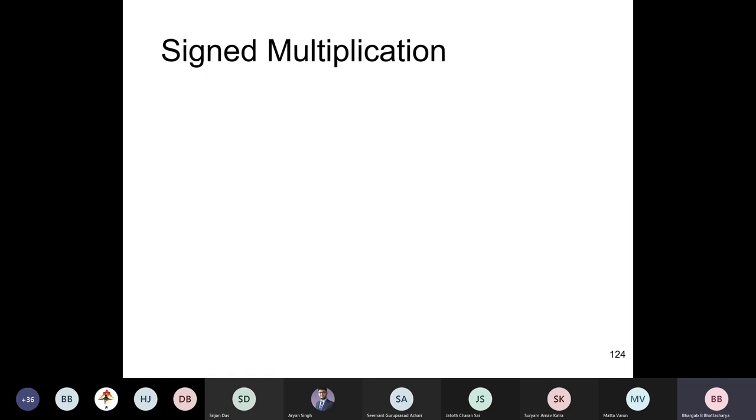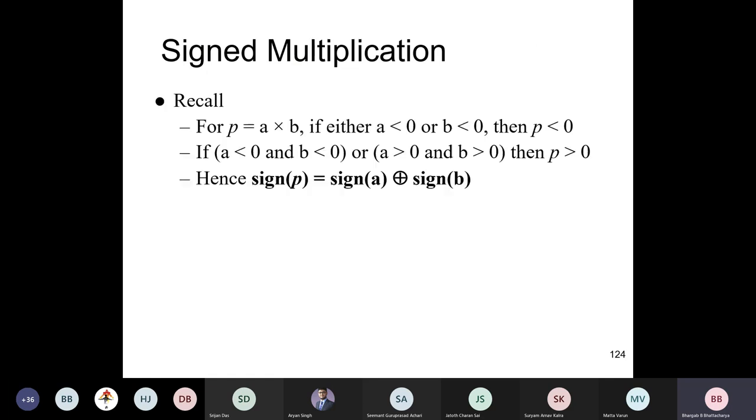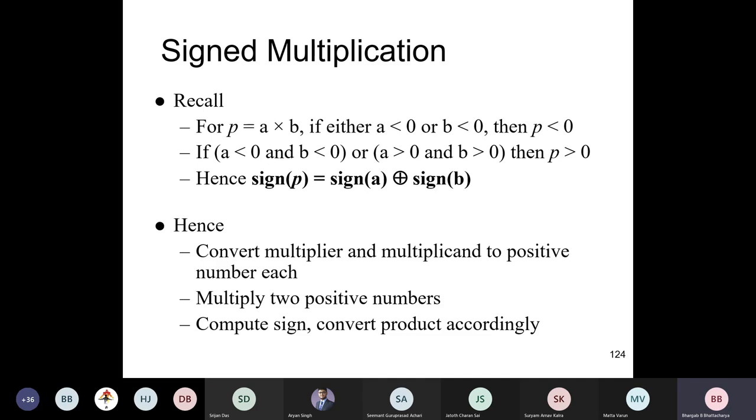Well, signed multiplication can be adjusted later on, because if you have 2 operands A and B, then the sign of the product is nothing but the exclusive OR of the sign of A and the sign of B. So in the algorithms discussed so far, you just assume that the multiplier and multiplicand are positive values. You multiply them and then adjust the sign using this simple logic.